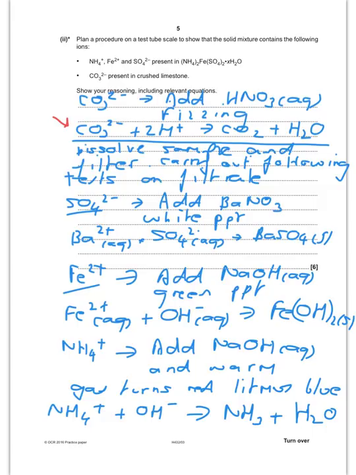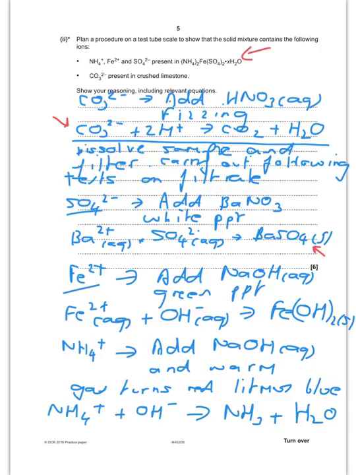For the other ions, what we would do is take the sample, crush it up, dissolve it in water as much as possible, stir it up, and then filter off any solids. So we've got a nice clear solution coming through. And then we'd carry out the following tests on the filtrate. First of all, for sulfate ion, we would add barium nitrate. We would see a white precipitate of barium sulfate, and I put the equation here.